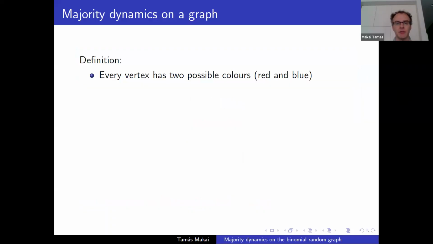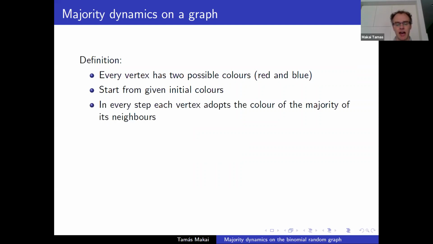Majority dynamics is a graph process. In this process, every vertex is assigned one of two colors, red and blue. And we start out from an initial assignment. So we partition the vertices into red vertices and blue vertices. And then in every step of the process, every vertex looks at all of its neighbors, determines which color is the majority within its neighbors, and adopts this color. Now, this isn't always possible. It can be that there is a tie within its neighborhood, and then it just keeps its current color.